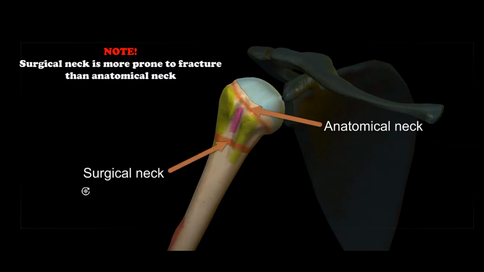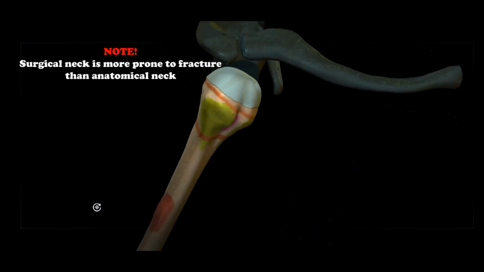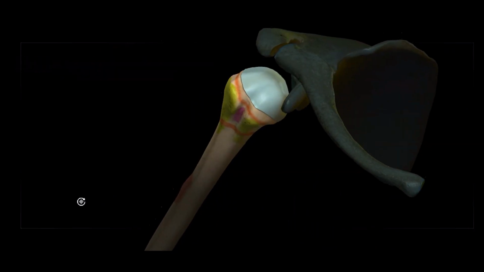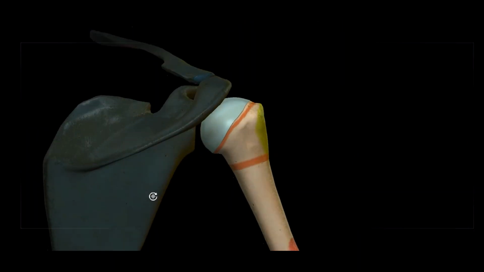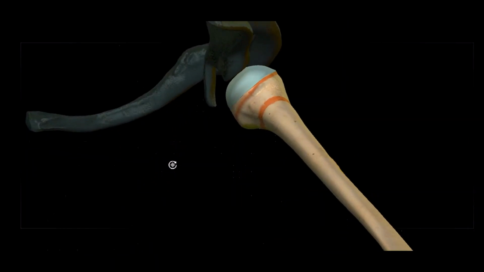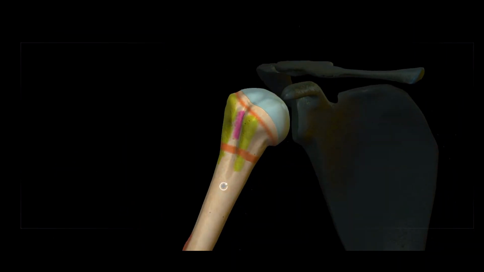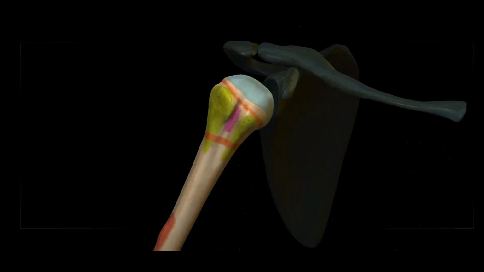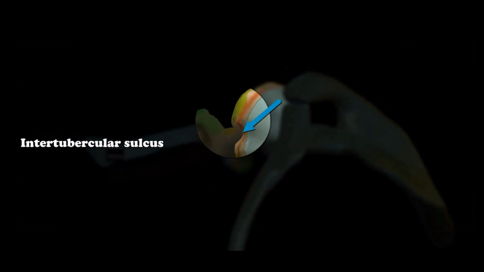Keep in mind that surgical neck is more prone to fracture than anatomical neck. Both of these necks are located all around the proximal region of the humerus, as you can see. Intertubercular sulcus is a groove-like structure and separates the greater tuberosity from the lesser tuberosity.